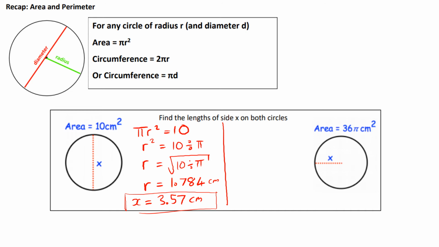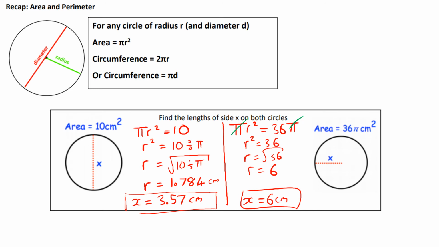For the one on the right, there's a very common mistake here, which is people do not see this pi symbol here. They just treat this as if it said 36. So it actually says 36 pi, but we're going to treat it the same otherwise. So pi r squared, the area of the circle, is 36 pi. And we're going to divide both sides by pi, and that essentially cancels them out. So we end up with r squared is 36. Then we'd square root it, and we get that the radius of that circle is 6, and x is the radius, so x is 6 centimeters. Cool. Let's keep going.